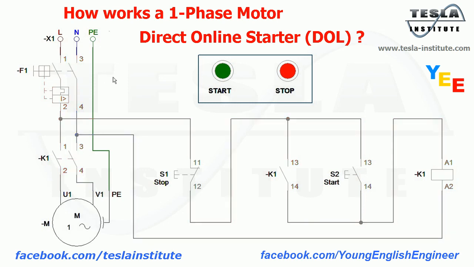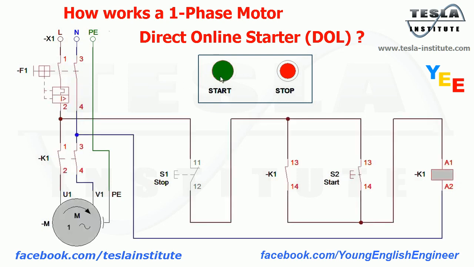When circuit breaker F1 is off, we also cannot turn on the motor. When circuit breaker F1 is on, our direct motor starter is ready to work, and we can run the motor by pressing start button S2.